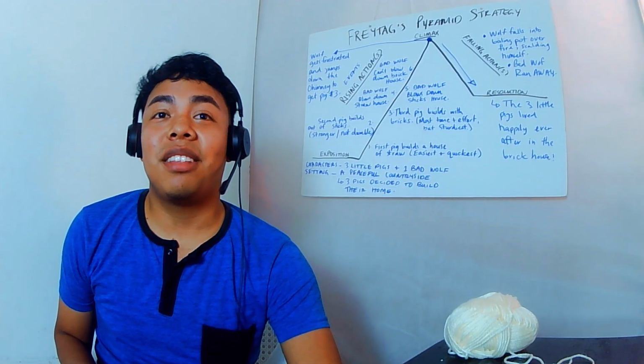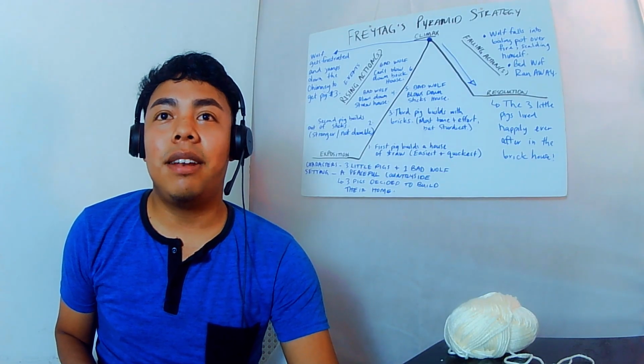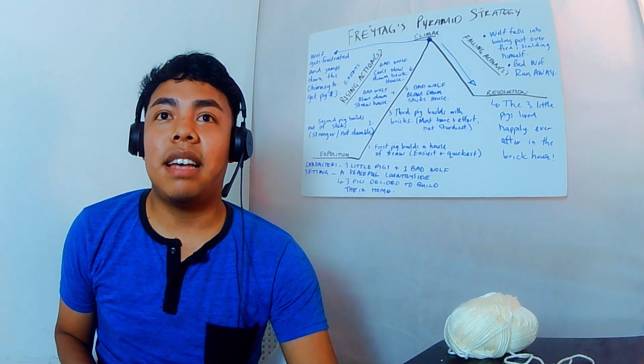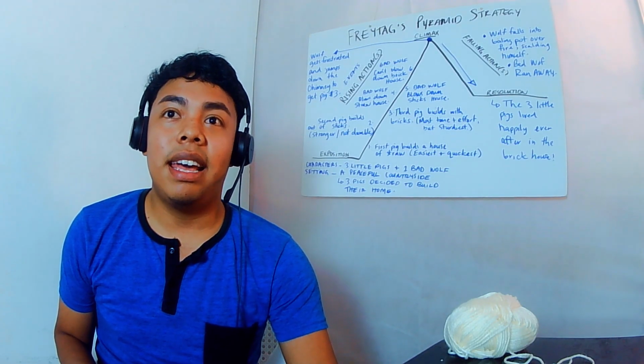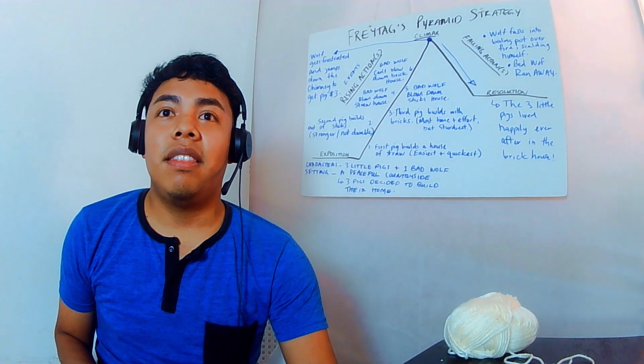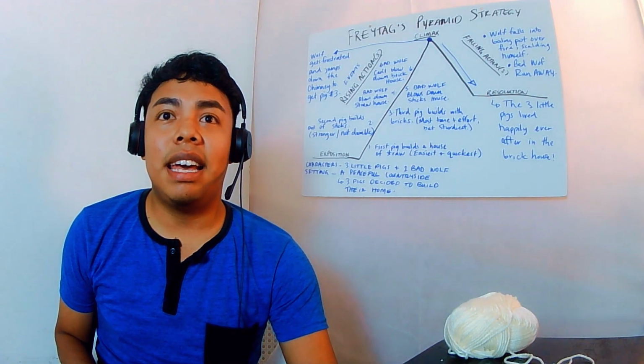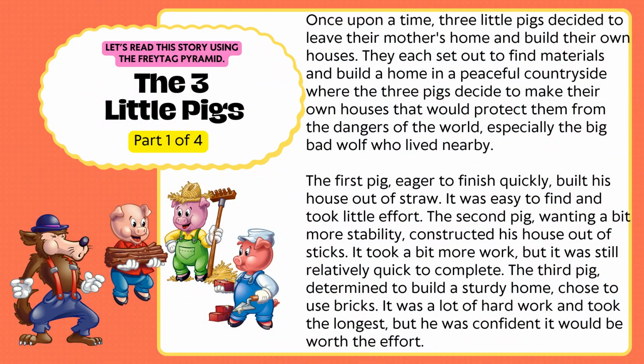The story starts. The Three Little Pigs. Once upon a time, 3 little pigs decided to leave their mother's home and build their own houses. They each set out to find materials and build a home in a peaceful countryside, where the 3 pigs decided to make their own houses that would protect them from the dangers of the world, especially the big bad wolf who lived nearby. The first pig, eager to finish quickly, built his house out of straw. It was easy to find and took little effort.